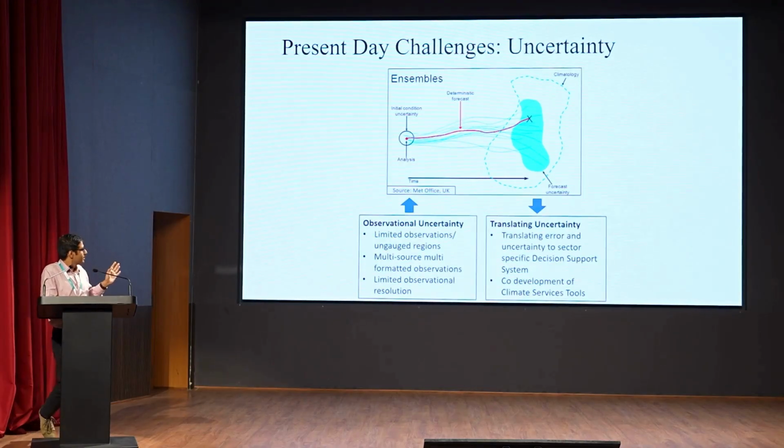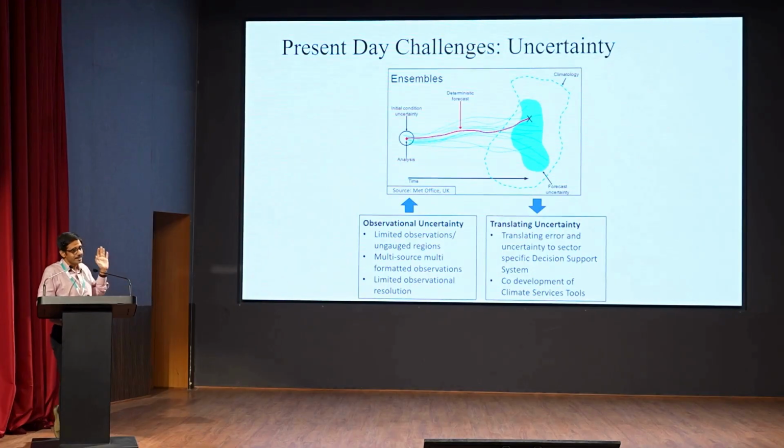The first thing is that there is observational uncertainty. How to handle this observational uncertainty? How to get good observations even? Because there are many regions across the globe which are ungauged, which are not properly monitored. The second thing is that there are multi-source, multi-format observations. How to merge them together into something which the model can understand? That is the second challenge. And of course, the third is observational resolution. This is one of the challenges.